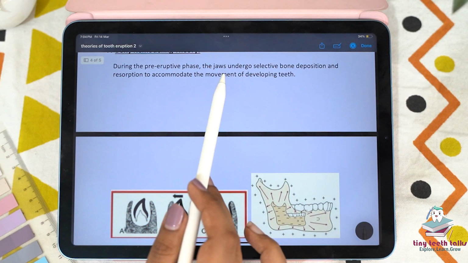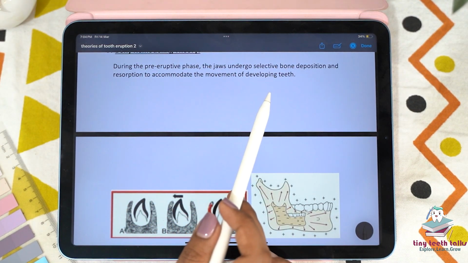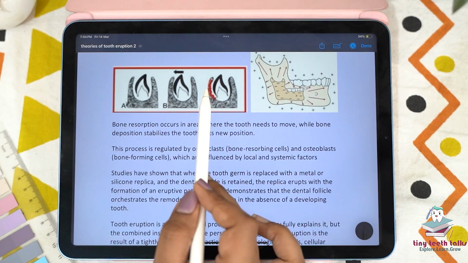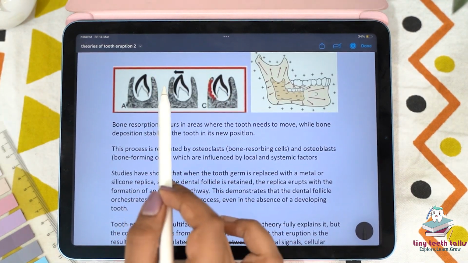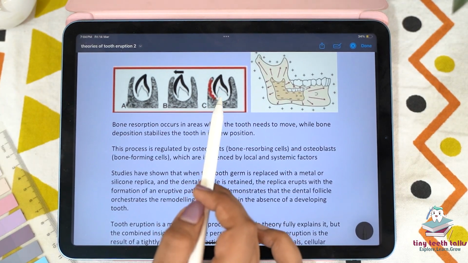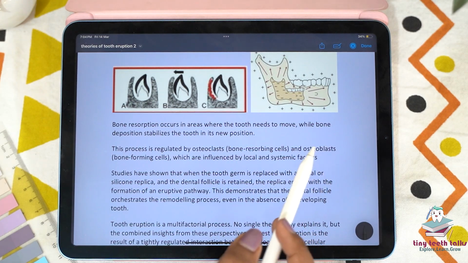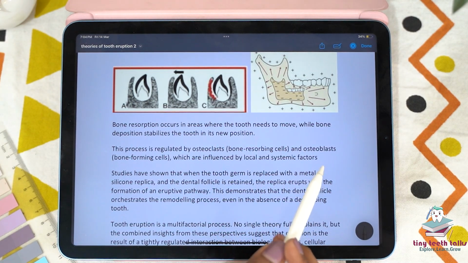During the pre-eruptive phase, the jaws undergo selective bone deposition and resorption to accommodate the movement of the developing teeth. Bone resorption occurs in the areas where the tooth needs to move, while bone deposition stabilizes the tooth in its new position. This process is regulated by osteoclast and osteoblast, which are influenced by local and systemic factors.